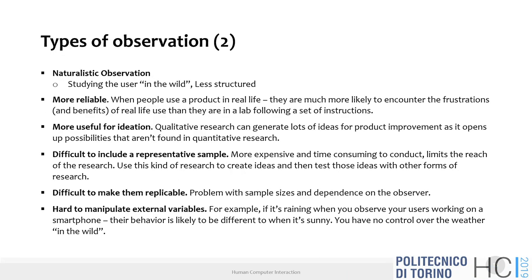The alternative is naturalistic observation. You go to their environment and observe them in their environment. So it's more reliable, of course, and also more useful. We say it's good for ideation, because if I'm doing some experiment in my lab, the environment will be carefully designed for me to check one specific aspect. But if I go to their specific environment, their office or, I don't know, where people are working, I will see other things that initially I didn't think of. I can observe something that may be unrelated and say, oh, but this is an important point.